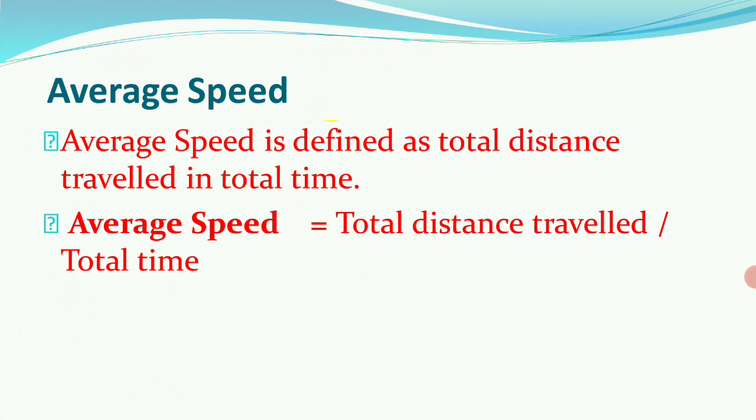Next, average speed. Average speed is defined as the total distance traveled in total time. So average speed is total distance traveled divided by total time. In this way you can calculate the average speed. This is the formula for the average speed, total distance traveled by total time.